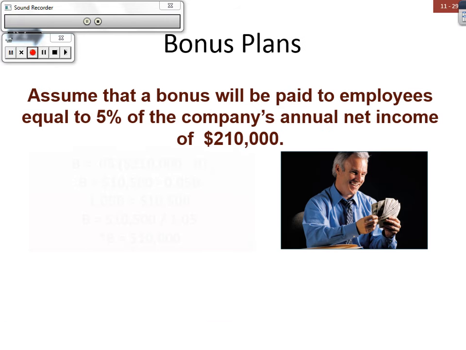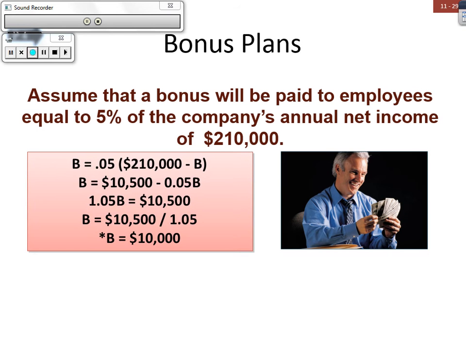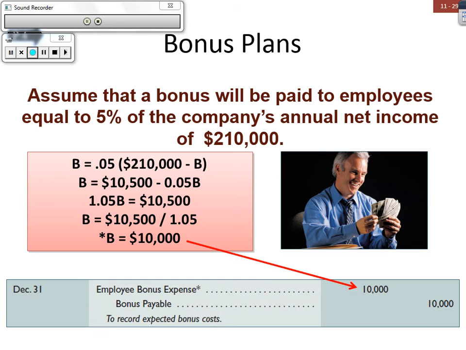Bonus plans. I need you to write this down because it's very important, because a lot of students just don't understand it because it is incorporating math. So, bonus. Sometimes employees get paid a bonus every year, okay? And it can be a different amount or different percentage. Assume that a bonus will be paid to employees equal to 5% of the company's annual net income of $210,000. So this is the way every single time you have to calculate a bonus. There's no other way. This is the exact way that you need to do it.